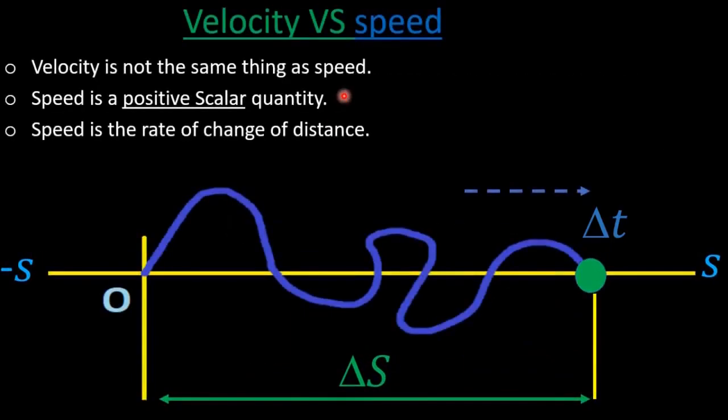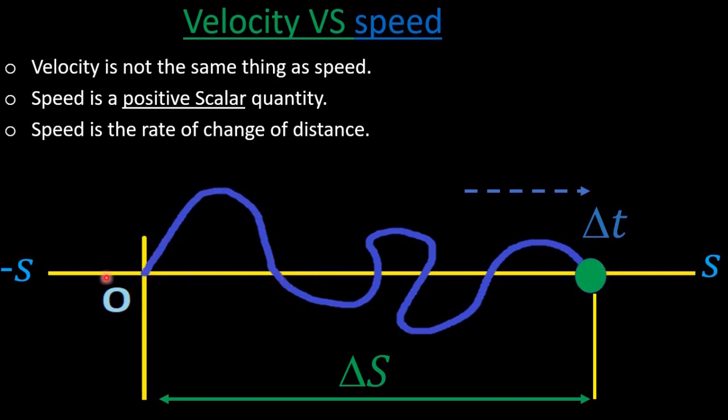Now, velocity versus speed. Velocity is not the same thing as speed. Speed is a positive scalar quantity, and speed is the rate of change of distance, not displacement. Velocity is the rate of change of displacement. Speed is the rate of change of distance. If the particle started from origin O and ended up at this point in time delta t, the speed would be greater than the velocity because it had to cover more distance in that same amount of time.